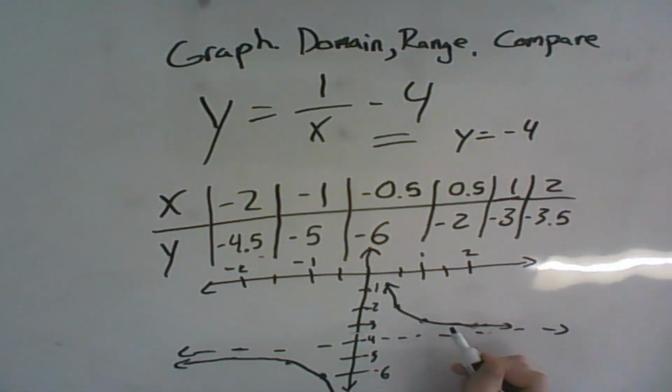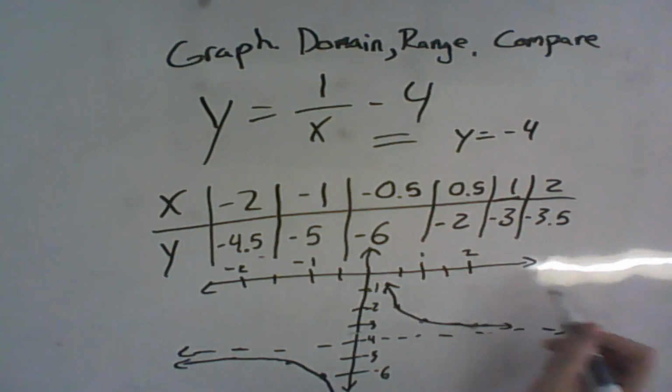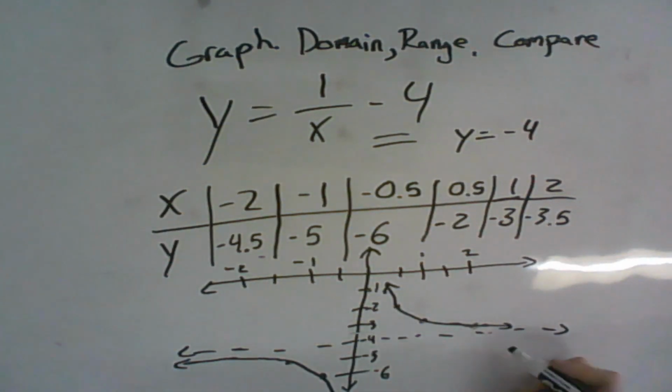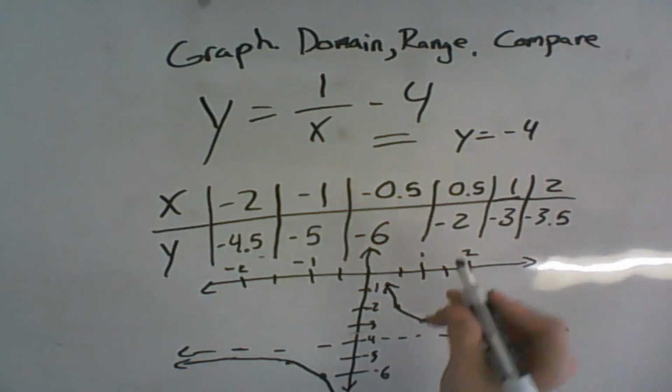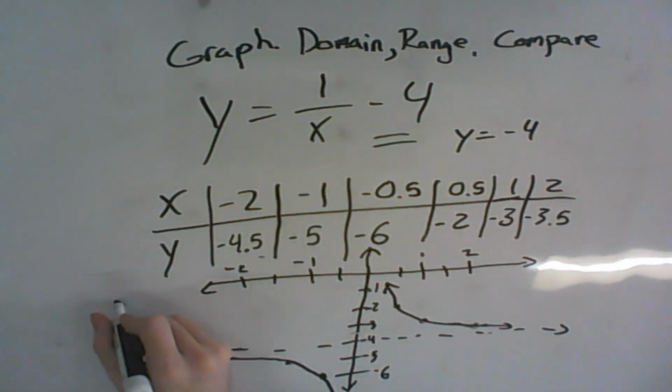So you want to notice something. As we go further along the x-axis, bigger and bigger numbers, we should get closer to our horizontal asymptote. As we get closer to the middle, we should get further and further away from our horizontal asymptote. Okay, so what's our domain and range?